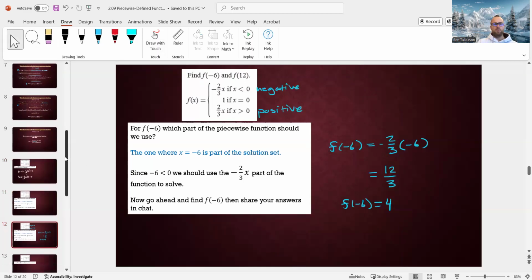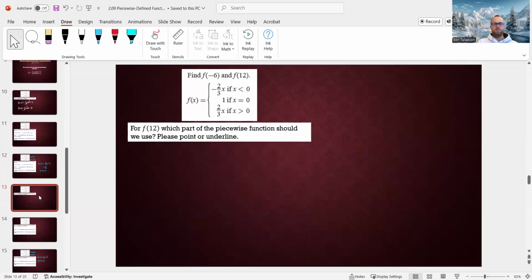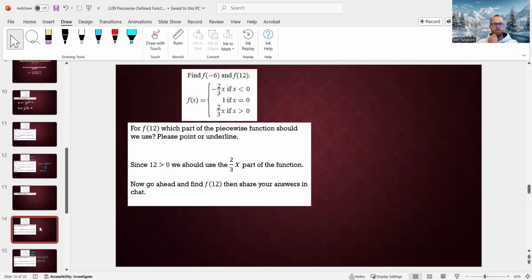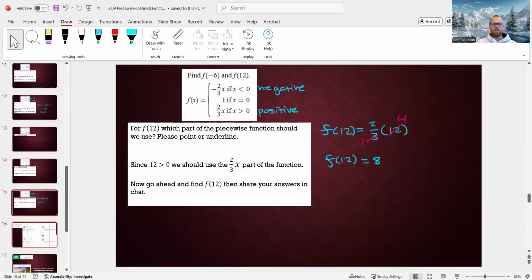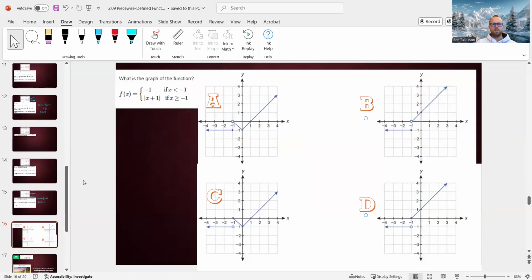All right. We already went through this. So now it's time for our exit ticket. Actually, let's match a graph first. What's the graph of this piecewise function? Take a look at all the graphs. What do you think?